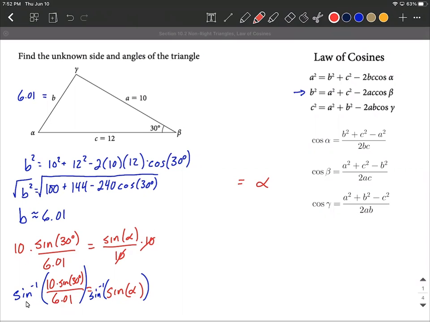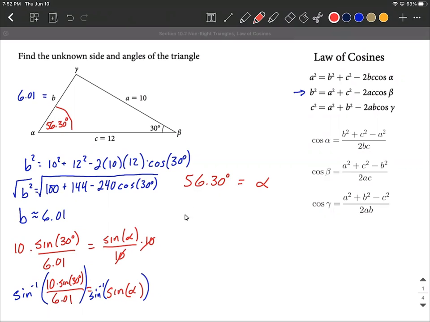Sine inverse, that's second, then sine, 10 times sine of 30 degrees, close some parentheses, divided by 6.01, maybe close some more parentheses, and press enter. That's going to be 56.30 degrees. Again, make sure you're in degree mode to do this calculation. So that's 56.30 degrees, and it's going to go down in this corner.